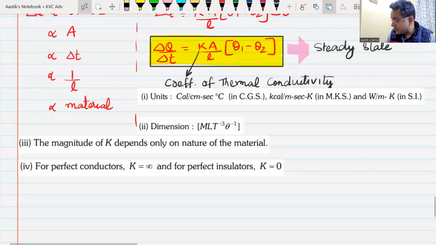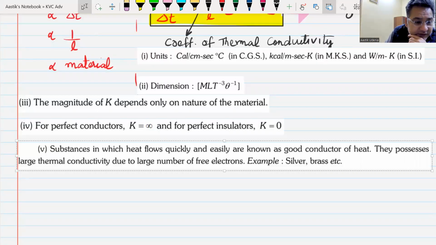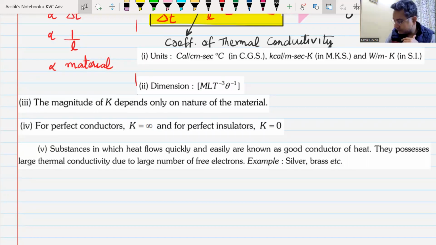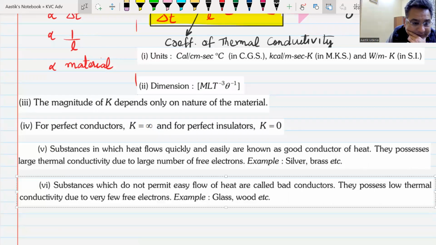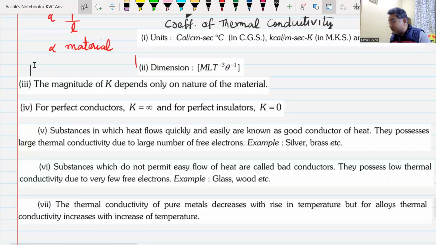Substances which allow heat flow will have large conductivity and therefore their K will be large. If the value of K is large, that means it is a good conductor. If the value of K is small, that means it is a bad conductor. So just note down these points. Some of these points may appear in your exam, and at that time you must not be lagging. The conductivity of pure metals decreases with rise in temperature. Remember, they could give you a graph and ask you which is the graph for metals. You must be good enough to tell which is the graph for metals. So these are all the points about thermal conductivity given in one screen. I'll give you 2 minutes to note down these points.